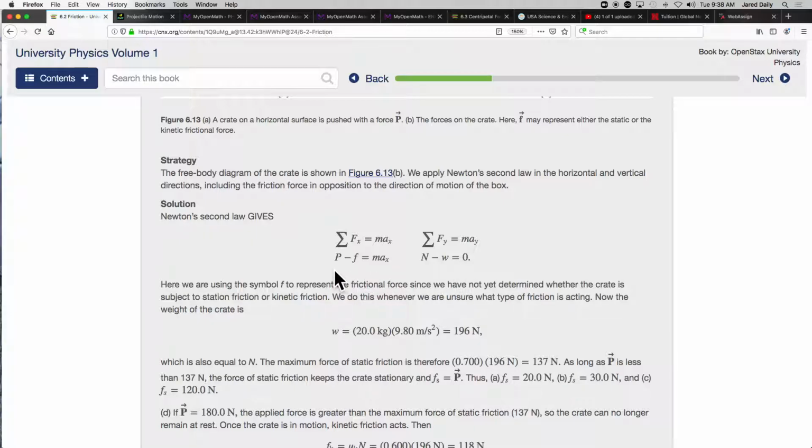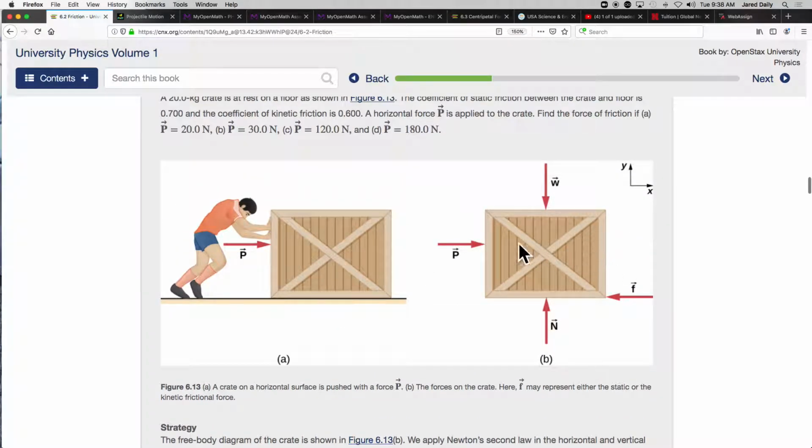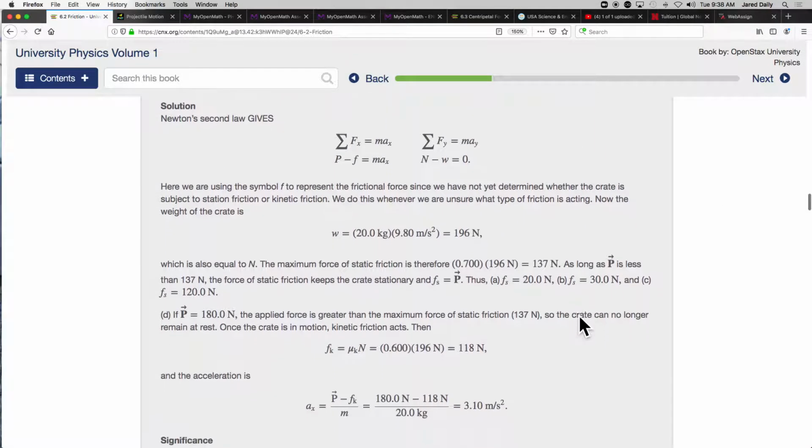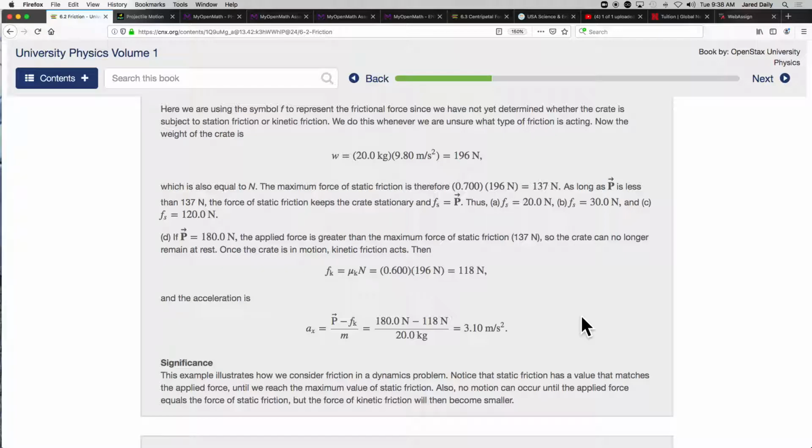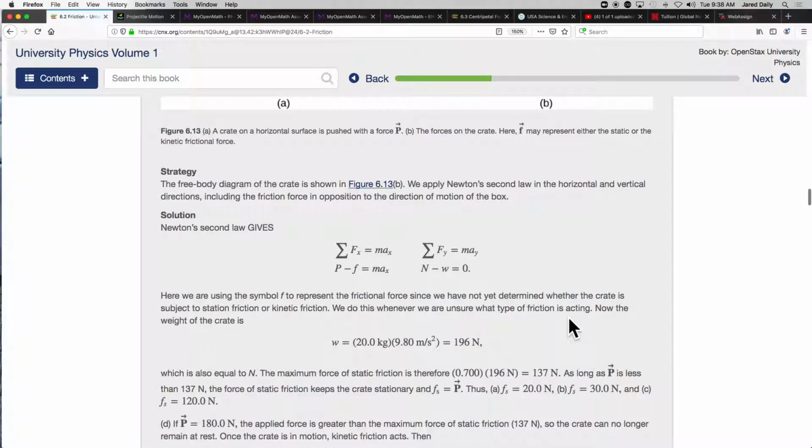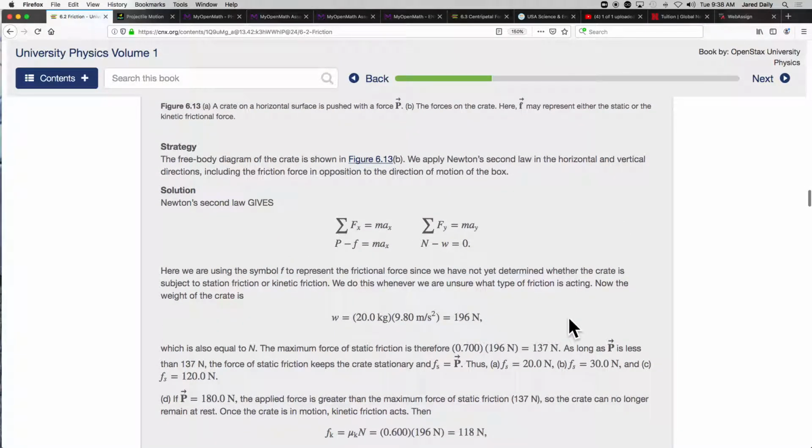Now the other equation has the two forces in the other direction, the pushing force and the frictional force. Well, we'll get to that in a second. First thing we have to do then is say, what is the maximum force of static friction? And they calculate that right here. This is the normal force, 196 newtons. This is the coefficient of static friction. So this is mu sub s times n for the static friction force. 137 newtons.